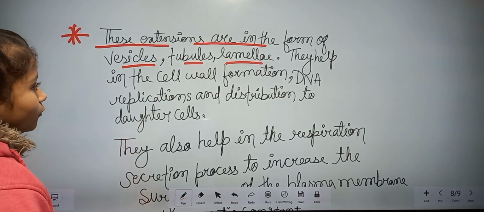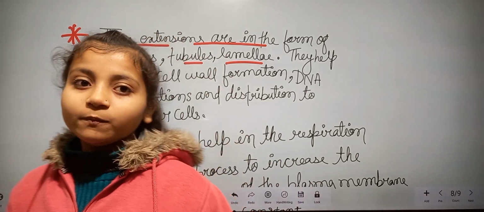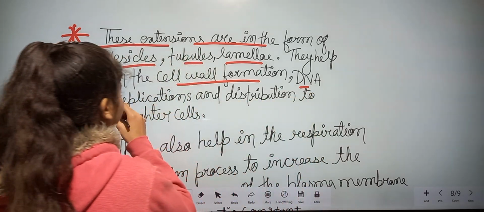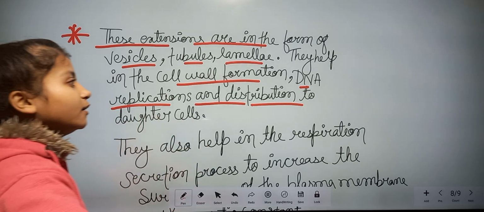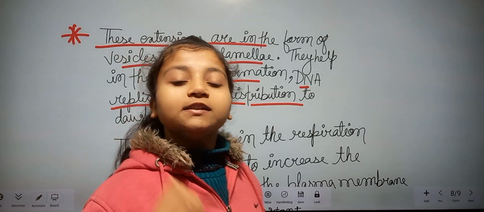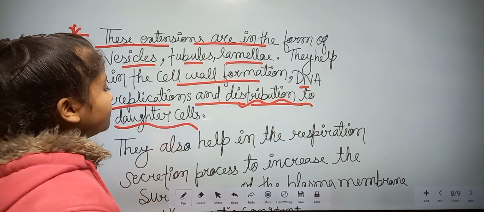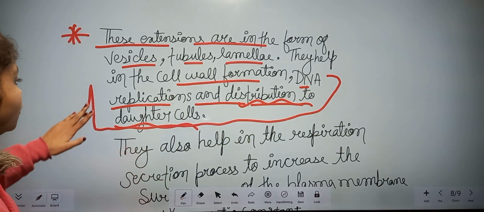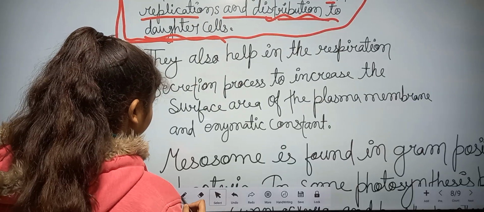They help in cell wall formation. It means the extensions formed by the plasma membrane help in cell wall formation and DNA replication and distribution. We can't understand DNA replication in this video. We have to read it in the chapter on cell division. And distribution to the daughter cell. You have to learn all these points in cell division, where you can understand them better. Okay, so let's move further.